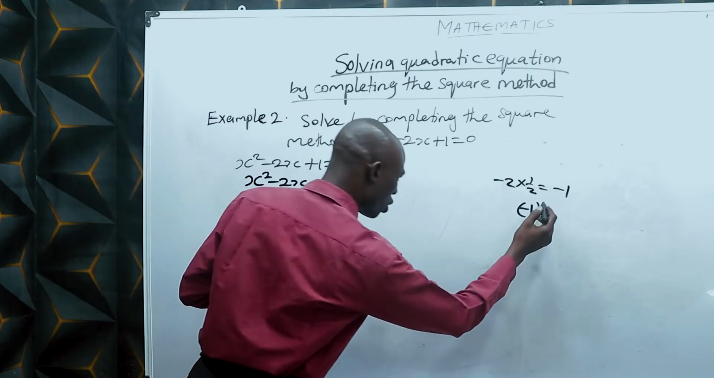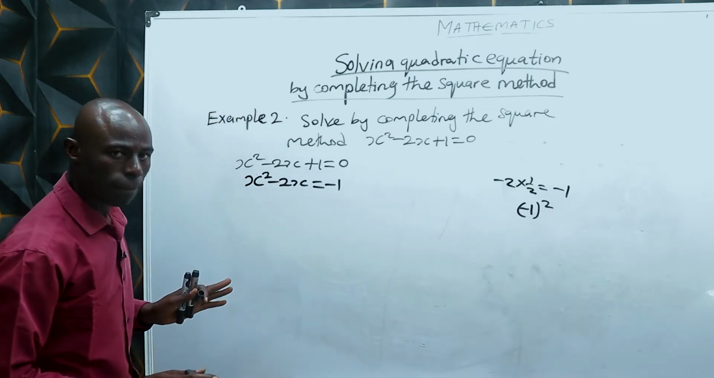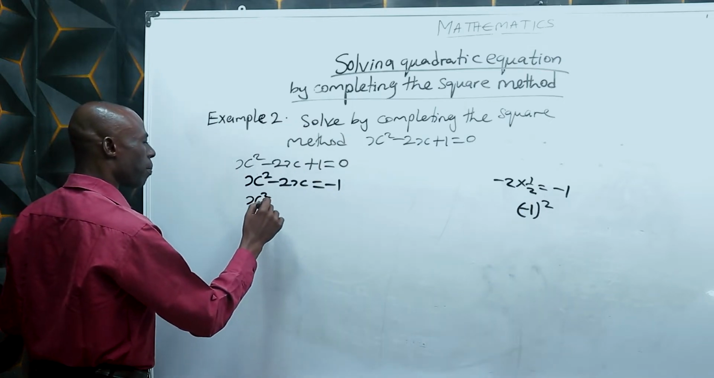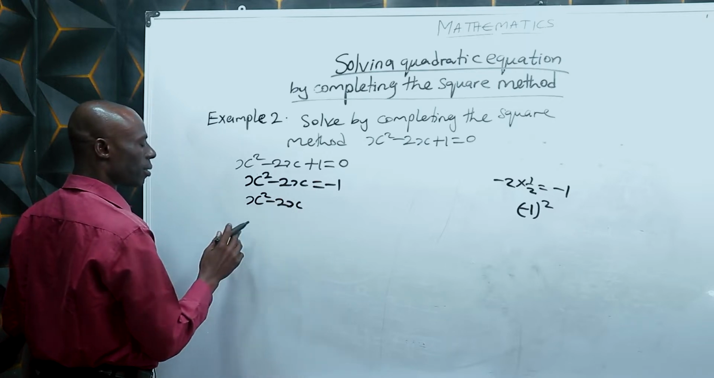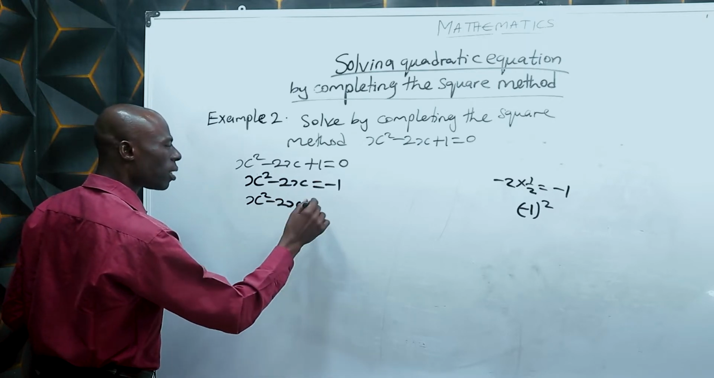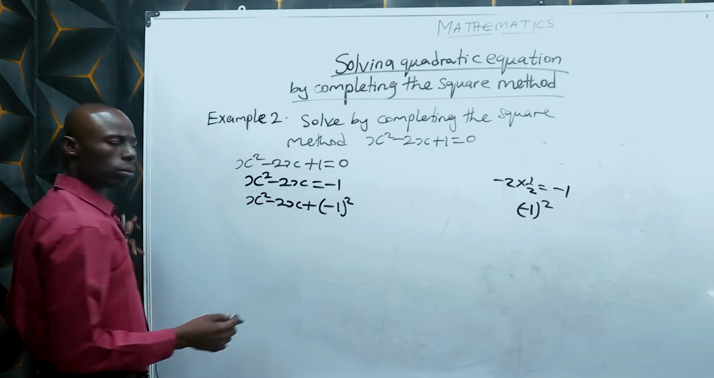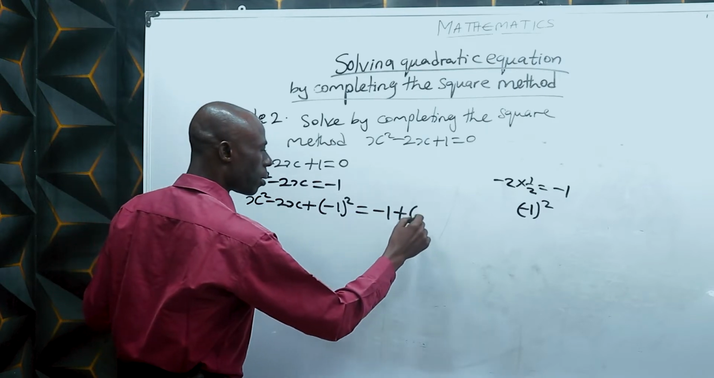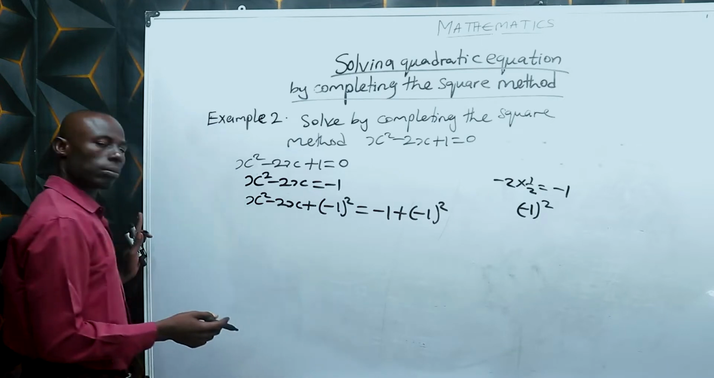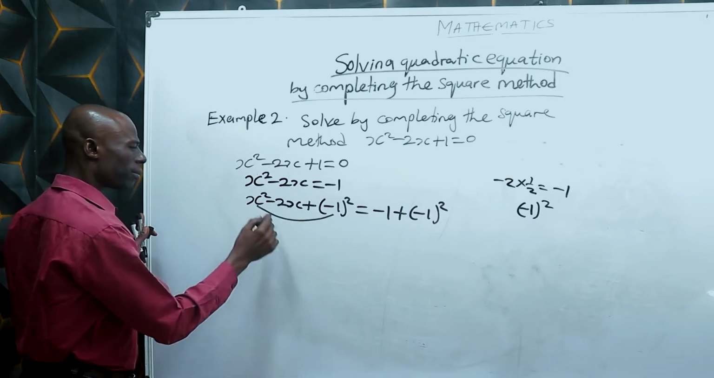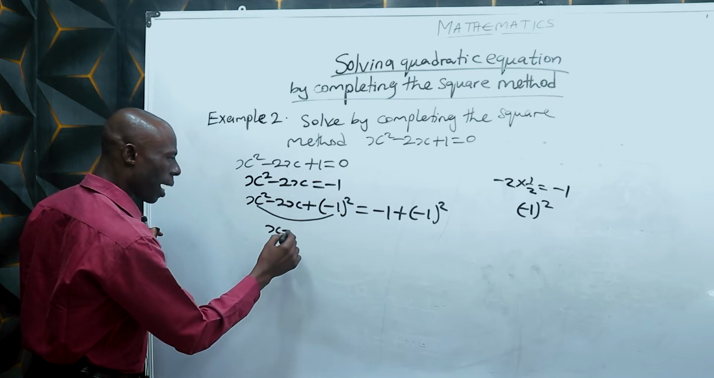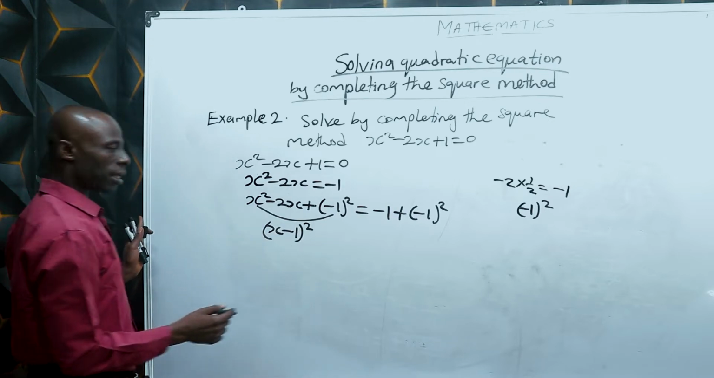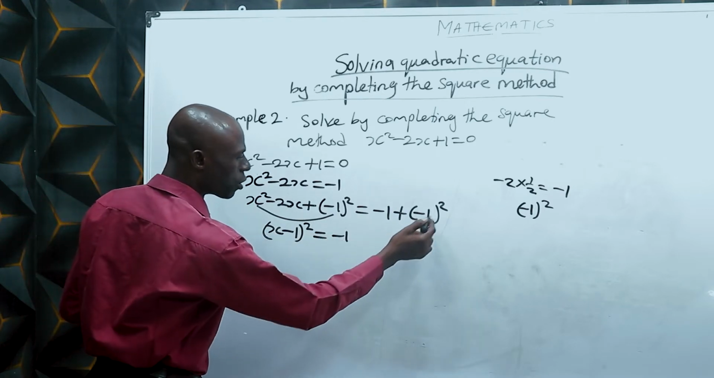What is its square? Just put the power 2, square. You don't resolve it yet. This is what you have to add to both sides. You have x squared minus 2x; that side, we are done with it. Now add to it minus 1 raised to power 2. Go to the other side, which is minus 1, and add to it minus 1 raised to power 2. Bring these together. You have x minus 1 in bracket, the common power, put it there, equals minus 1. Now resolve this.